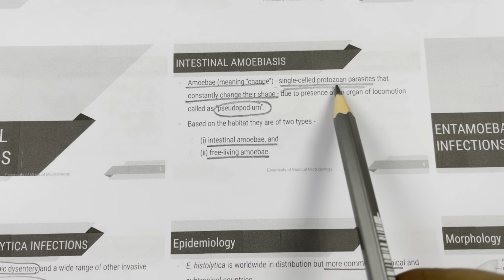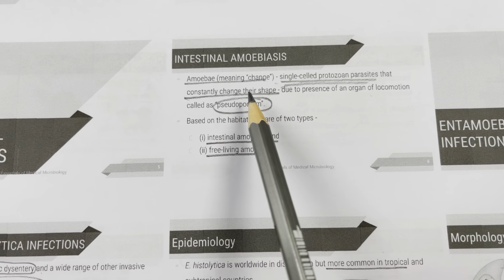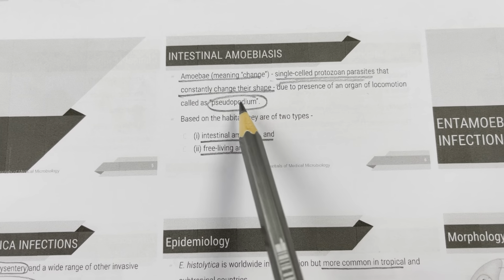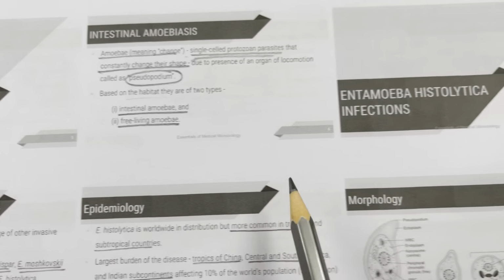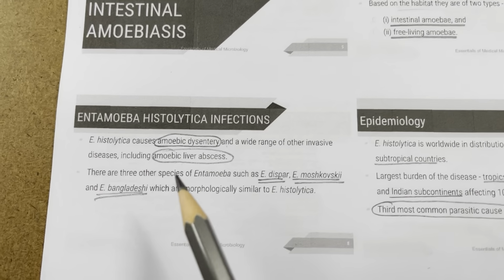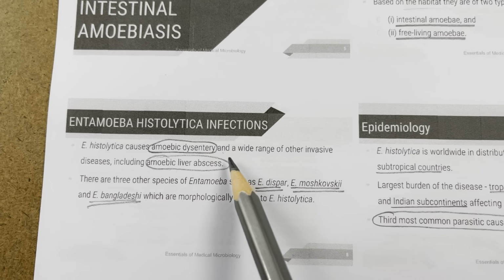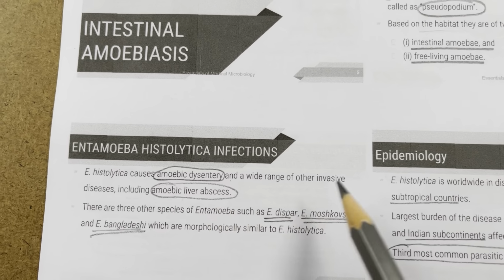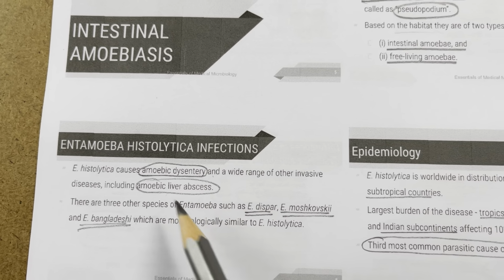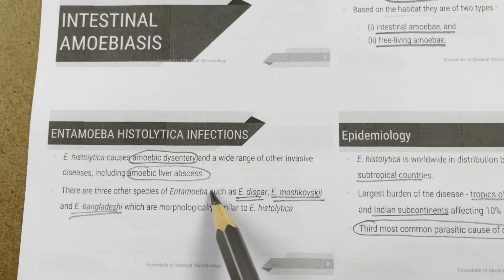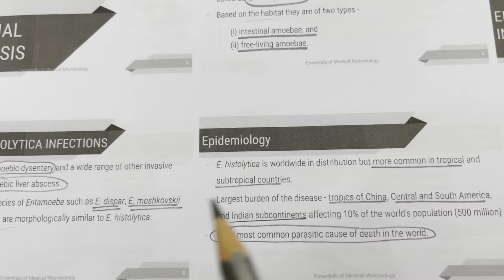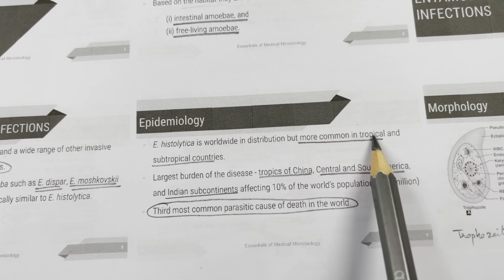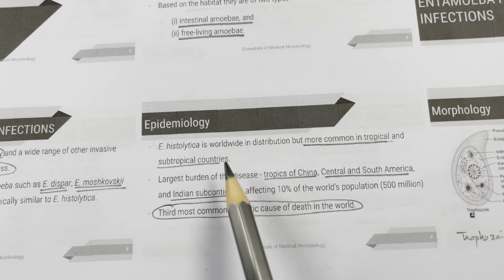So they are single-celled protozoan parasites that constantly change their shape because of an organ of locomotion called pseudopodium. Based on the habitat, they are of two types: intestinal amoebae and free-living amoebae. So Entamoeba histolytica infections. It causes amoebic dysentery and a wide range of other amoebic invasive diseases such as amoebic liver abscess. There are three other species of Entamoeba such as dispar, moshkovskii, and bangladeshi, which are similar to E. histolytica. So it is worldwide in distribution but more common in tropical and subtropical countries.